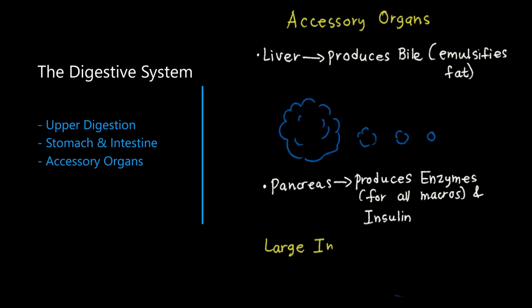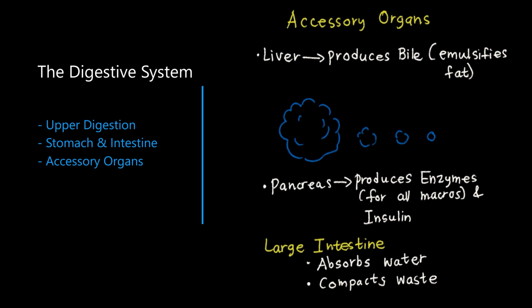After the small intestine has absorbed all the nutrients, the remaining indigestible material, mostly water and fibre, passes into the large intestine. The main job of the large intestine is to absorb the remaining water, electrolytes, and vitamins produced by gut bacteria, and to compact the waste into solid feces, which is then eliminated.